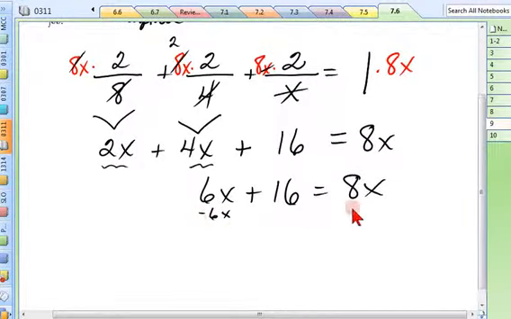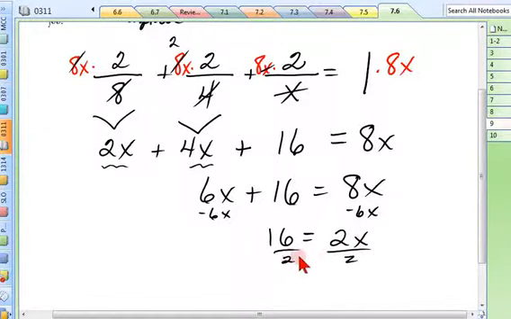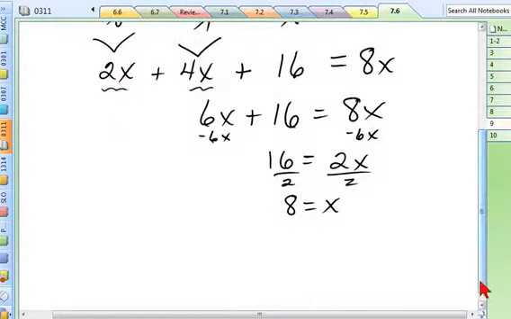Subtract 6x from both sides, at least that's my choice. 16 is equal to 2x. Divide by 2, 8 is equal to x. So what is it we just found? The third pipe's alone time to get the job done. Is that okay?